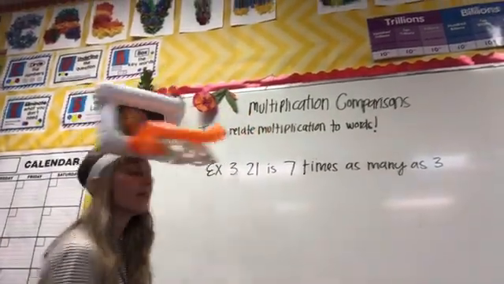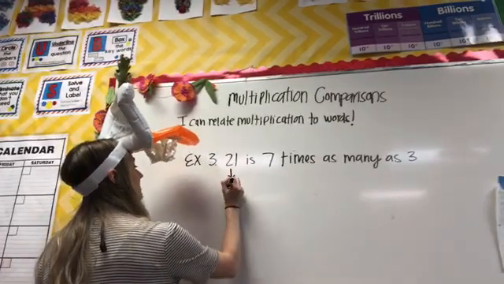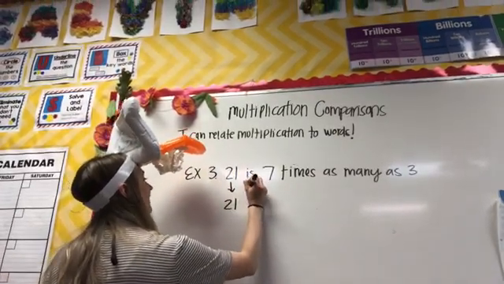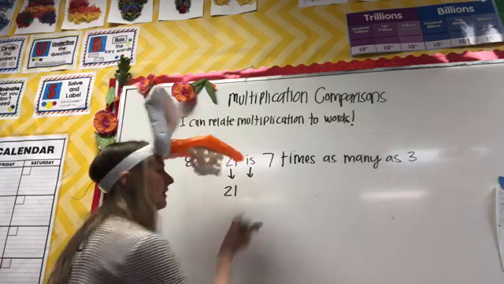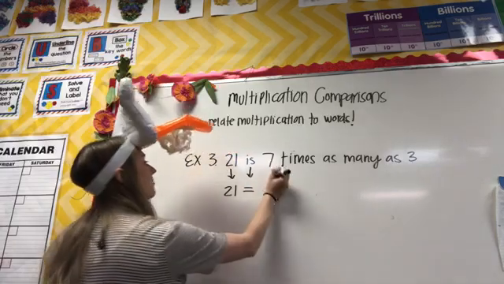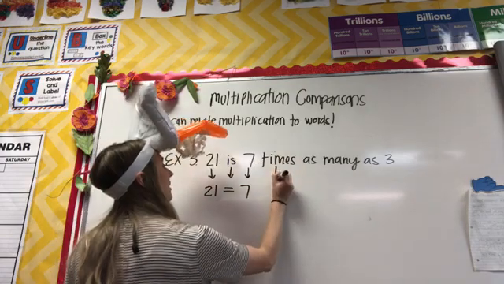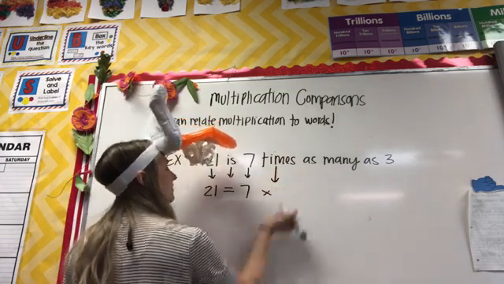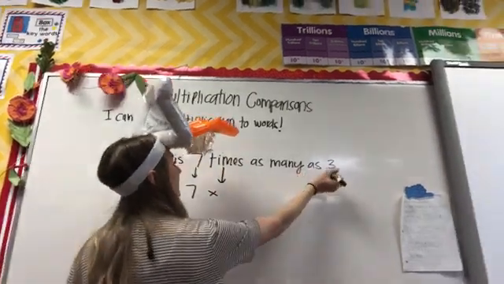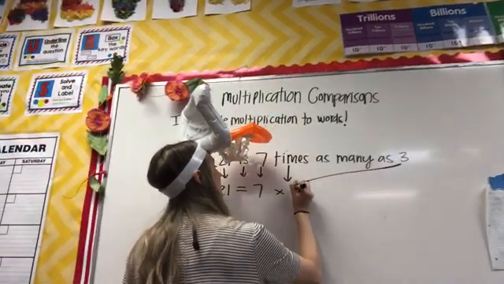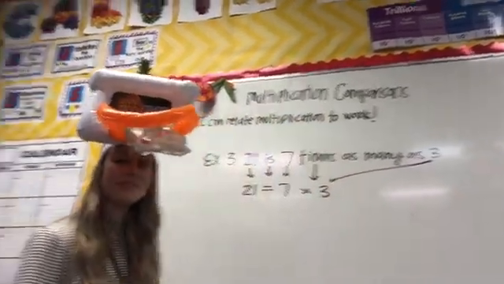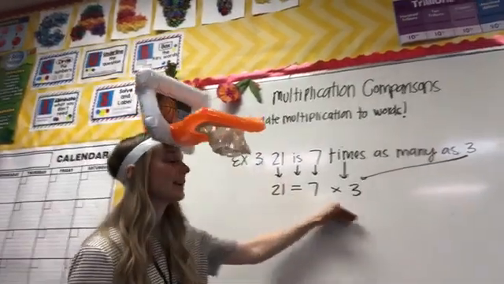Well, let's just pull what we know. We pull down our 21. We know that is stands for equal. We pull down our 7. 21 equals 7. We know times is just times, multiply, as many as 3. We're going to pull our 3 over here. And that's it in number form. So 21 equals 7 times 3.